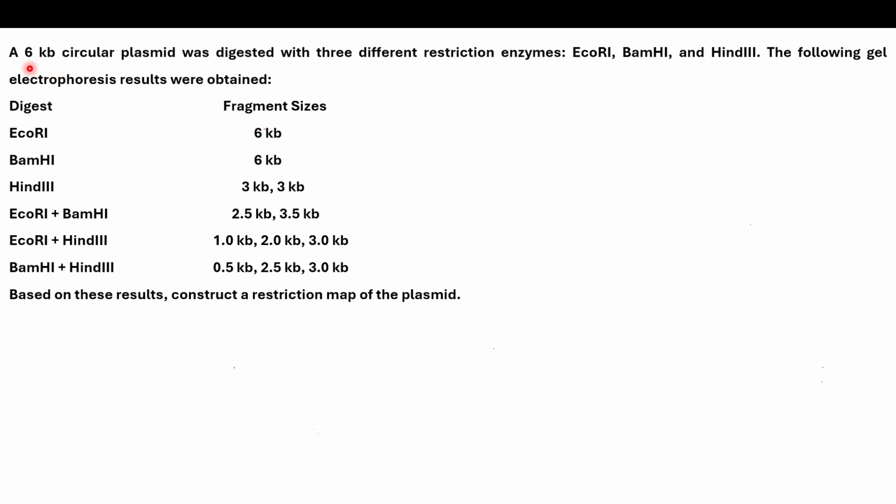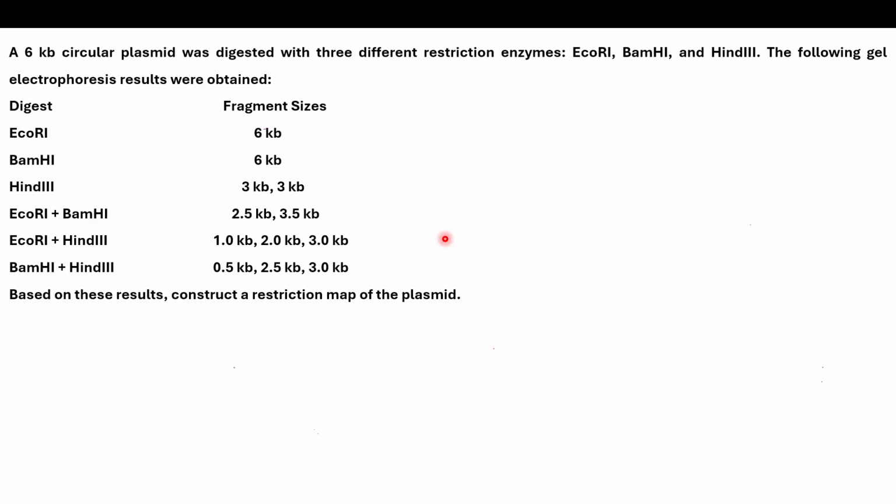Now, a 6 kb circular plasmid was digested with three different restriction enzymes, EcoRI, BamHI, and HindIII. The following gel electrophoresis results were obtained. EcoRI gives 6 kb, BamHI gives 6 kb, HindIII produces two fragments, and the combinations of these produce two fragments, three fragments, and three fragments. So the question is asking us to construct a restriction map of the plasmid. So how do you really do that?